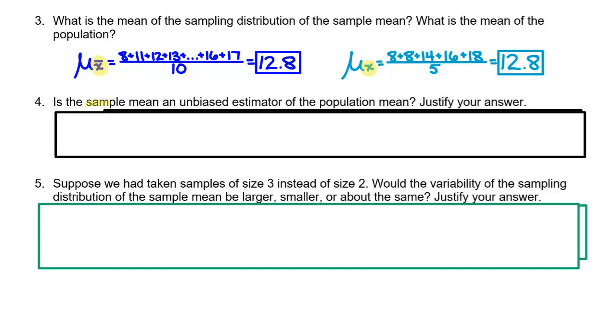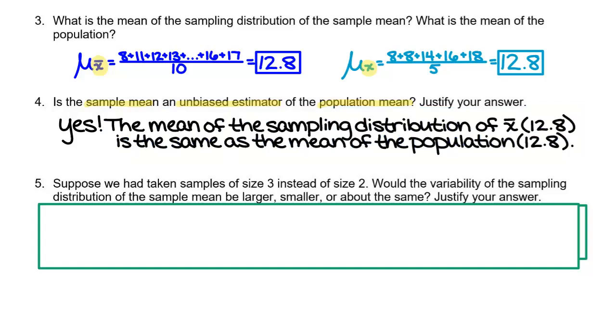Is the sample mean an unbiased estimator for the population mean? Yes. Why? The mean of the sampling distribution is the same as the mean of the population. It's an unbiased estimator because the mean for the sampling distribution is exactly the same as the mean for the population.